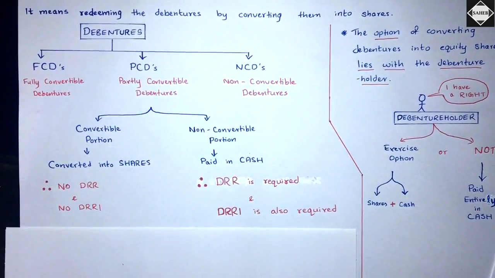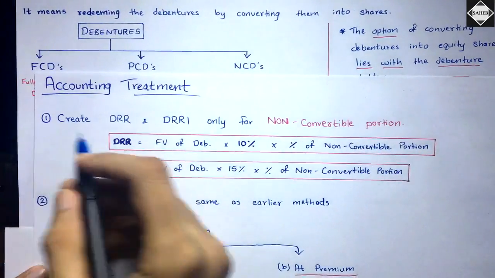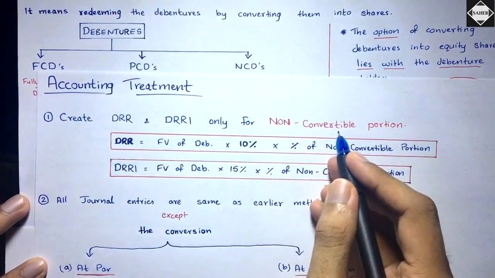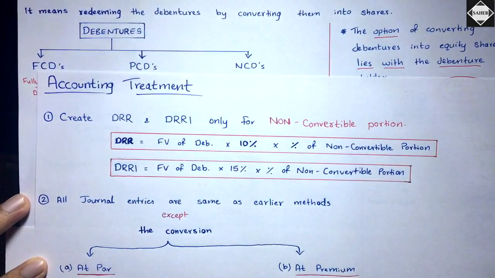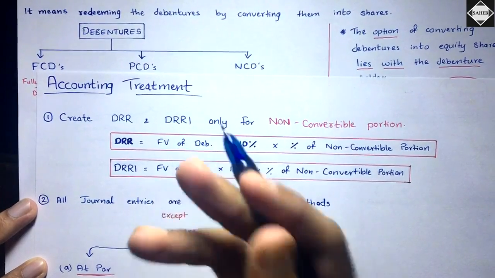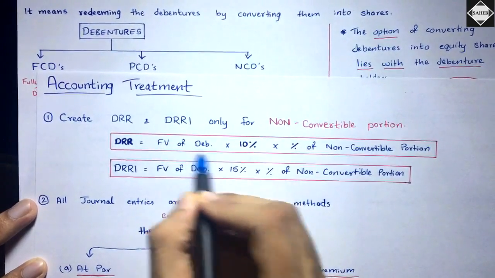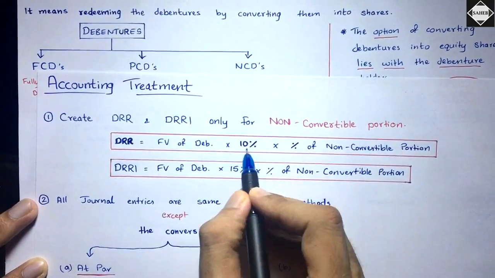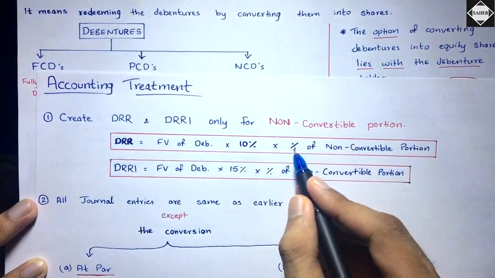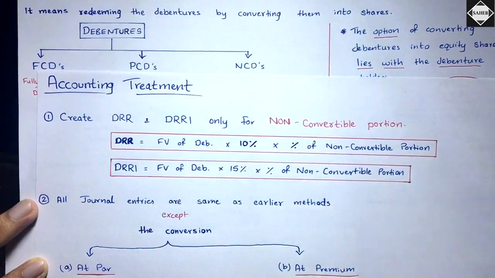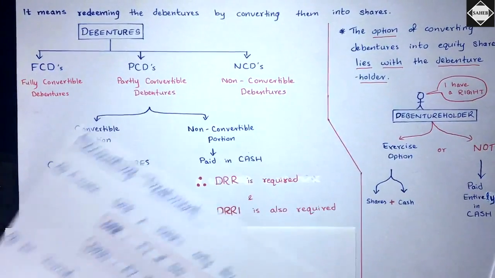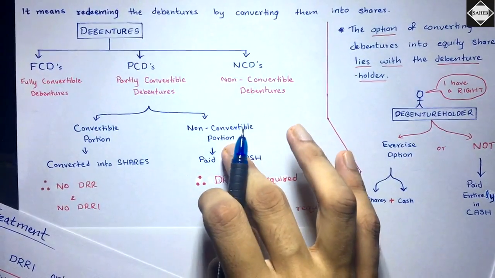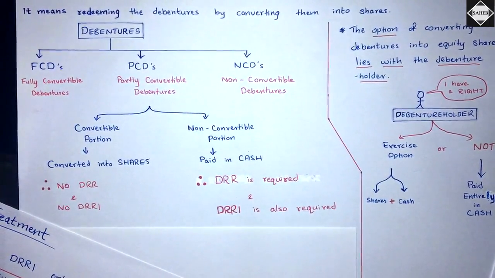So now when you pass the entry, how are you going to do the calculation? See, it's very simple. Let me just show you the accounting treatment. When you create the DRR and DRI only for the non-convertible portion, how do you do that? How do you create the DRR? Face value of debentures, let's say 10 lakh is the face value of debenture. So 10 lakh rupees into 10%, that's the percentage of DRR, the adequacy, into percentage of non-convertible portion. Only that portion you have to take. Just for an example, let's say 60% is non-convertible. The question will tell you, don't worry.